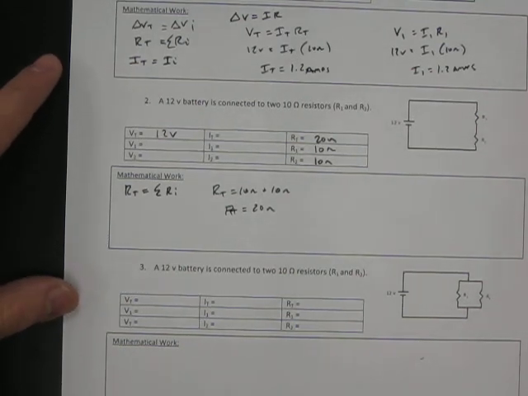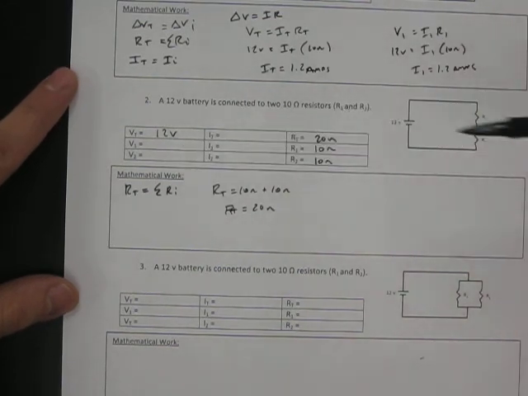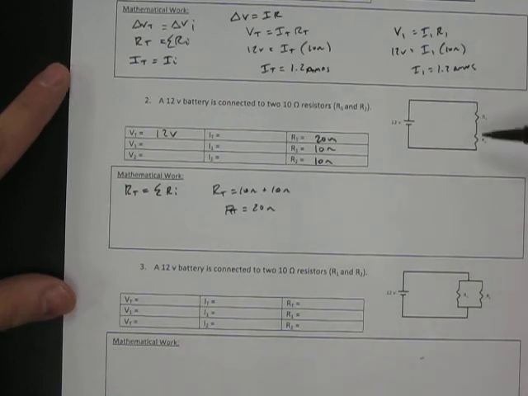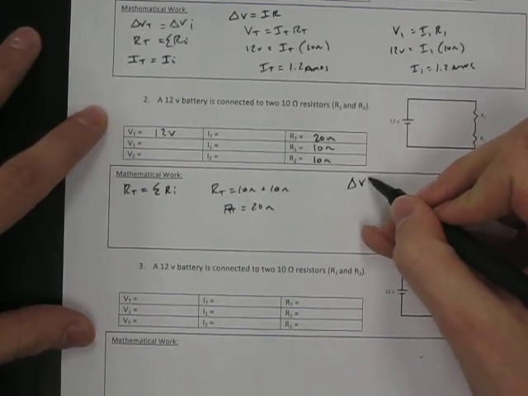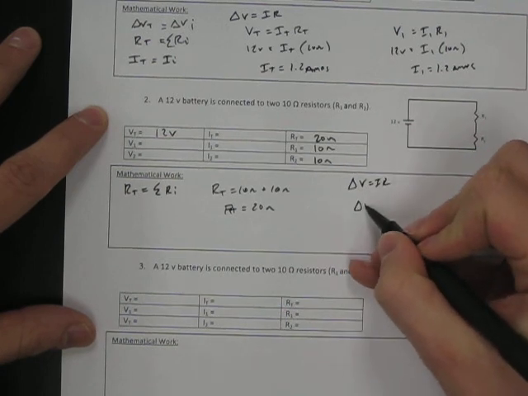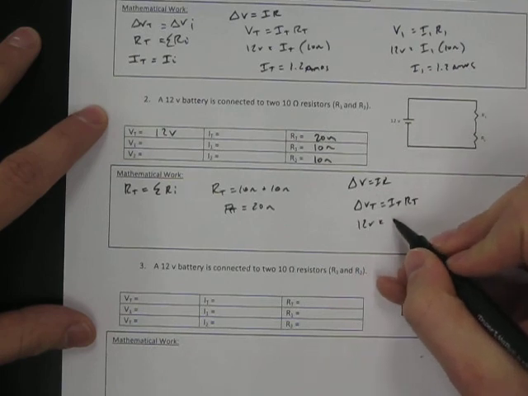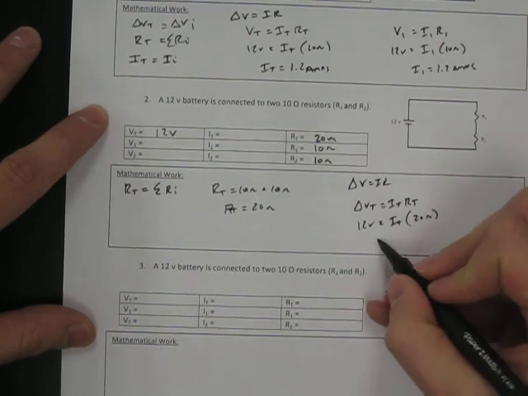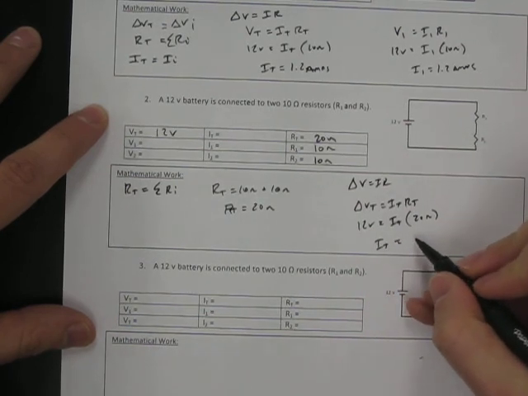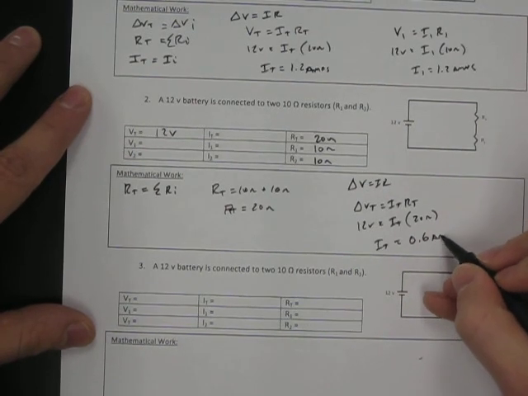Other things that we know, at least at this point, well, I don't really know the current yet. I don't know the individual voltages yet because there is more places for voltage to be lost. But something I know at this point is the total voltage and total resistance. So like before, we know delta V is equal to IR. Let's apply that to VT equals IT and RT. I know that 12 volts is equal to the total current multiplied by now 20 ohms as my total resistance. And I get a current that is going to be equal to 12 divided by 20, or 0.6 amps.